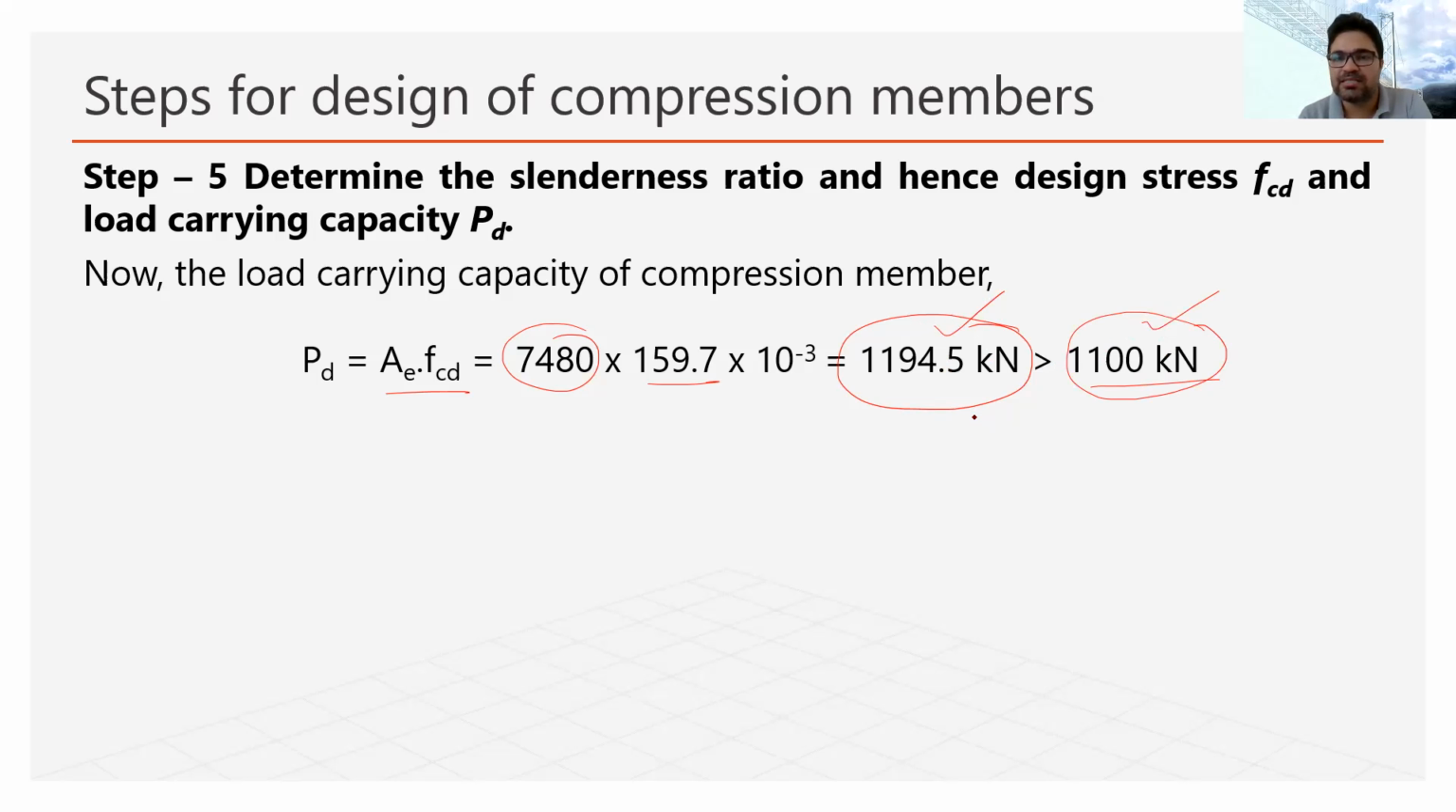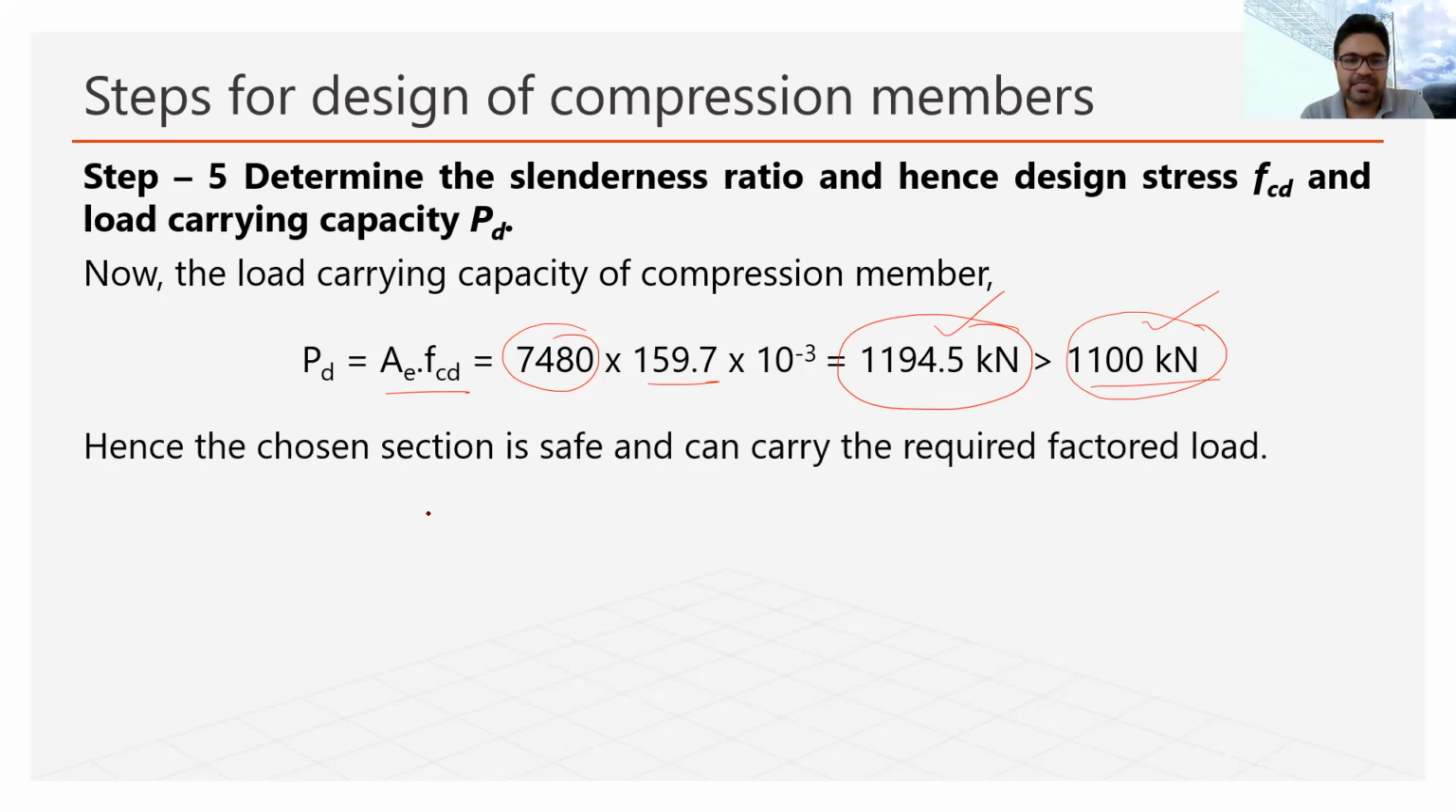So we can say that the section we have chosen from the steel table is safe. We can say that ISHB 300, the section that we have chosen, is safe and can carry the required load. Okay, so that was the solution of this design problem. This is how we design the sections. Thank you.